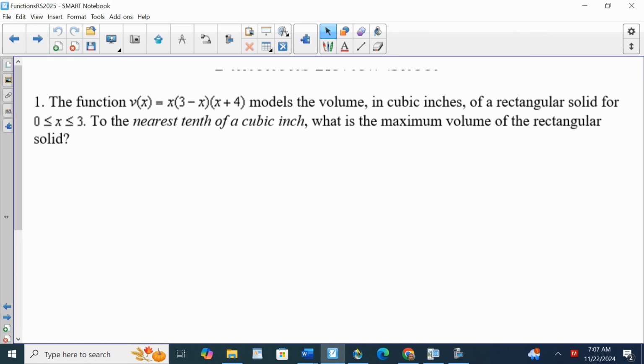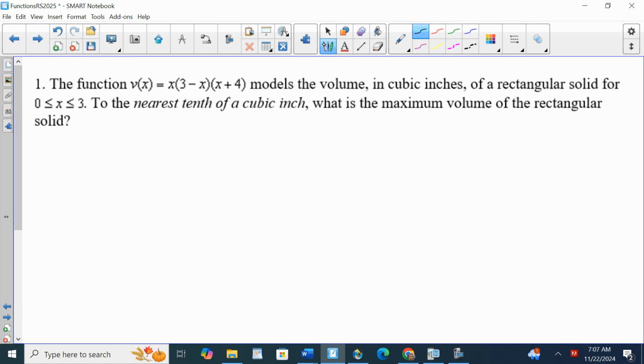Number one, the function v of x equals models the volume in cubic inches. I'm looking for keywords. Boom, maximum. To find the maximum, I use my calculator. I use my second trace menu.